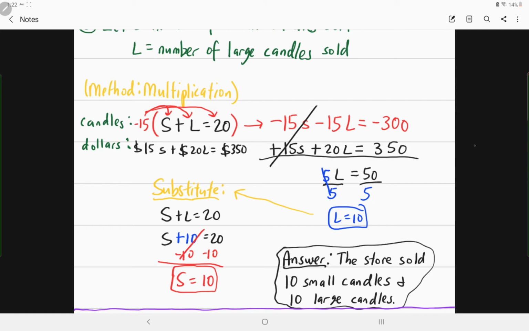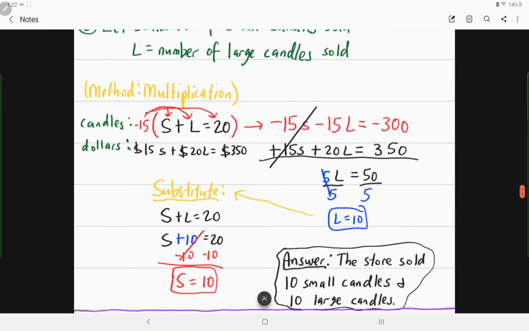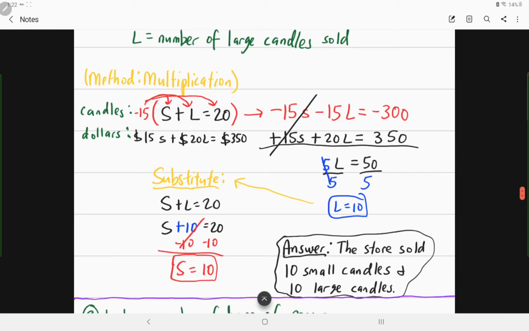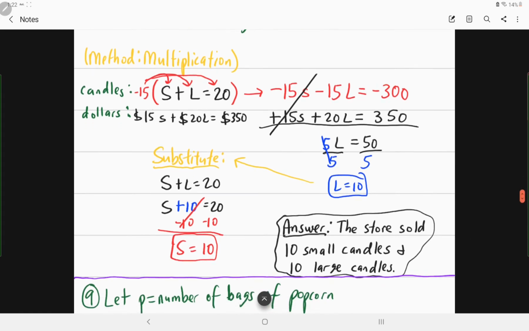Once your equations are set up, now you want to solve. Again, I did choose multiplication. So I multiplied the top equation by -15, since I wanted to get rid of or eliminate that S. I solve for L, and I get L equals 10. Now I take that, and I substitute in there, and I got S equals 10. For our answer, that means the store sold 10 small candles and 10 large candles.